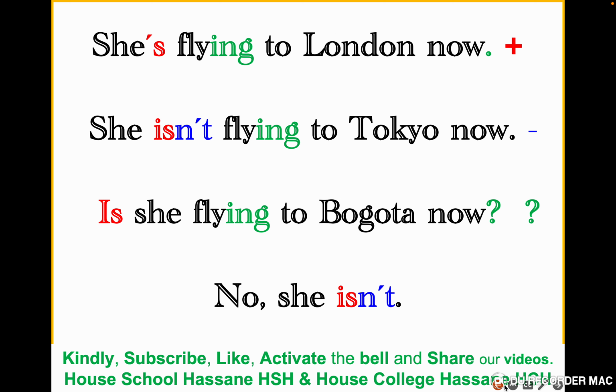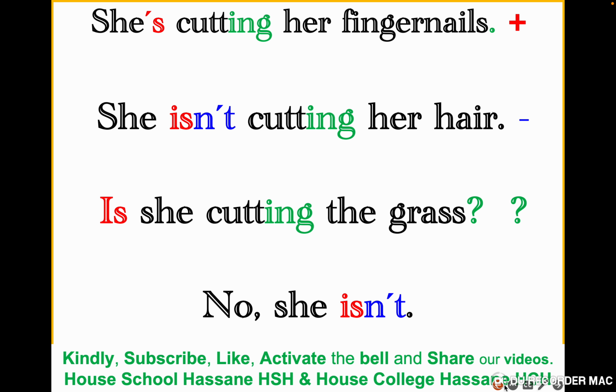She's flying to London now. She's on the plane, and she is in the air. She isn't flying to Tokyo now. Is she flying to Bogota now? Bogota is the capital of Colombia. No, she isn't. Let's continue.